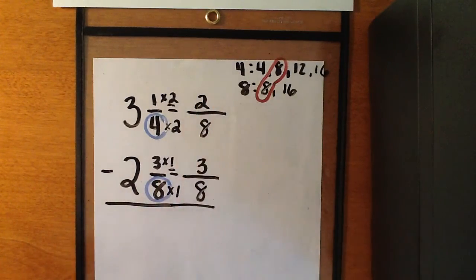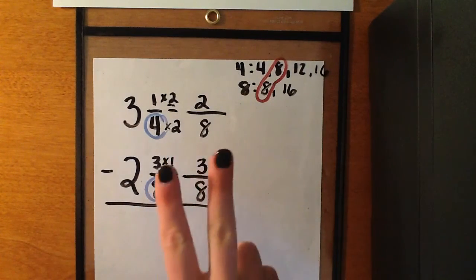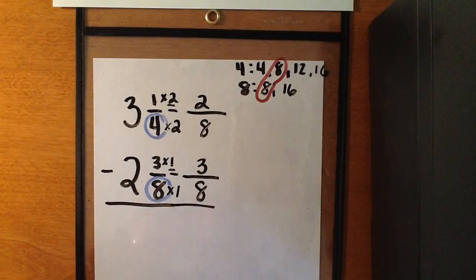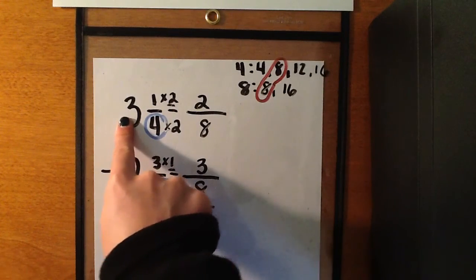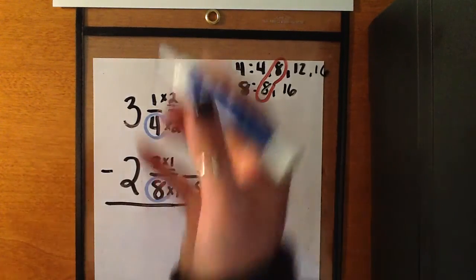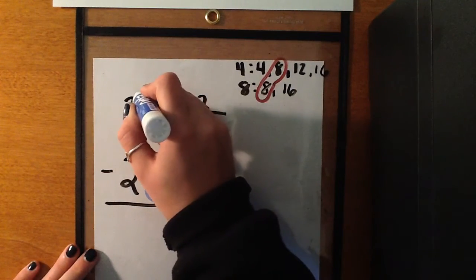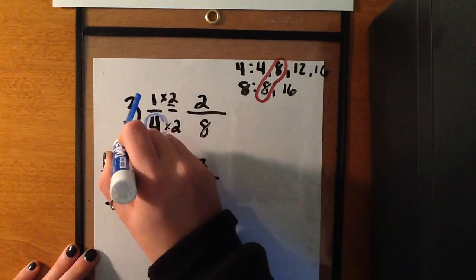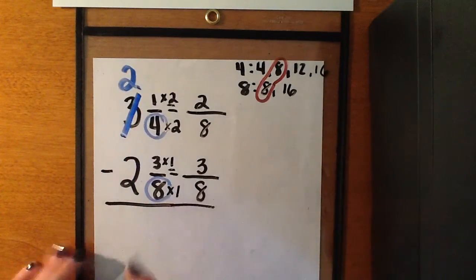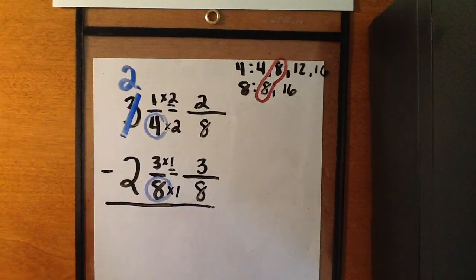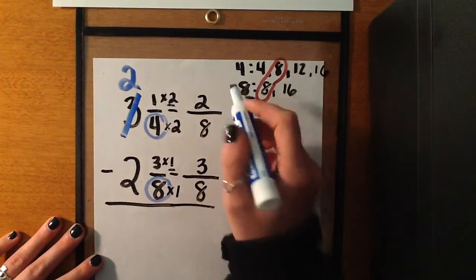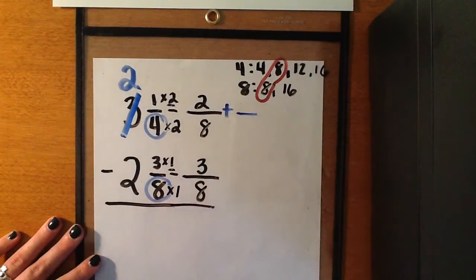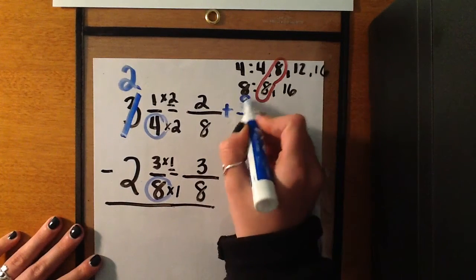2/8 minus 3/8. Hold up. If I have 2, I can't take 3 away. So that means I'm going to have to take a whole from this 3 wholes. So I'm going to go next door and take from it. I'm going to take a whole from you. So this 3 will become a 2, just like regular borrowing. But instead of adding a 10 here, I have to add a whole. So I'm going to make it easy on myself, and I'm going to add 8/8.